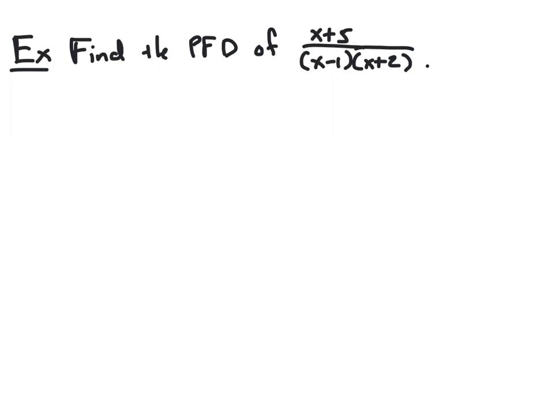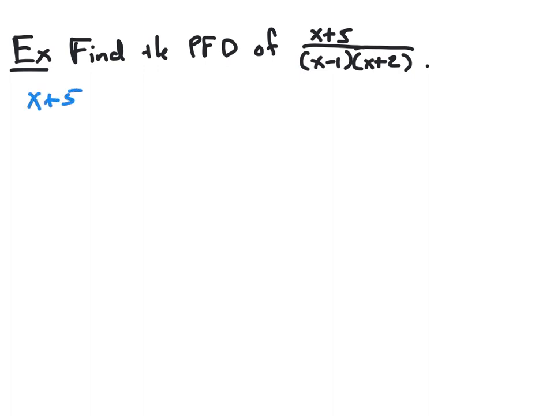So in this example, we want to find the partial fraction decomposition of the rational function (x + 5) divided by (x - 1)(x + 2). You might recall this rational function. We actually looked at it and wrote down the partial fraction decomposition at the very beginning of this video. But in this example, we want to see where that partial fraction decomposition comes from.